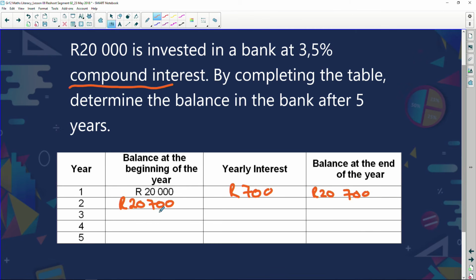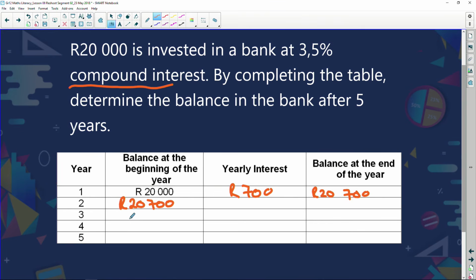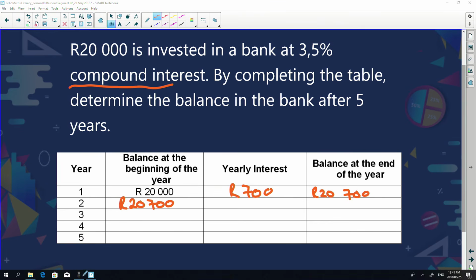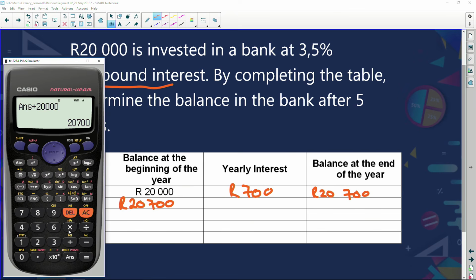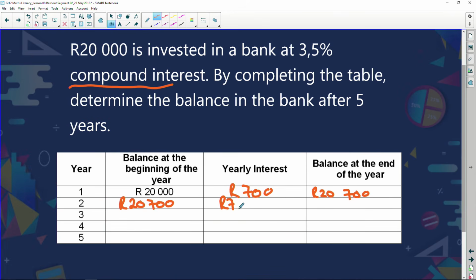Now, it's compound interest. My interest is not going to be on the 20,000, but rather on the 20,700. In other words, on the current balance. So out comes my calculator, and I'm going to multiply that now by 3.5%, and I get 724,5. Okay, let's just stop there quickly.